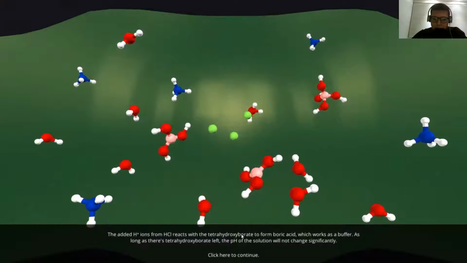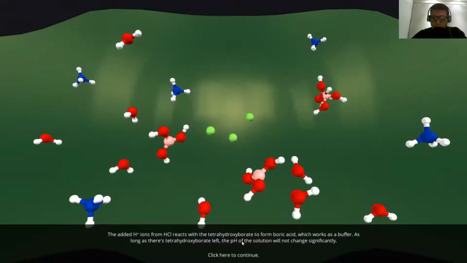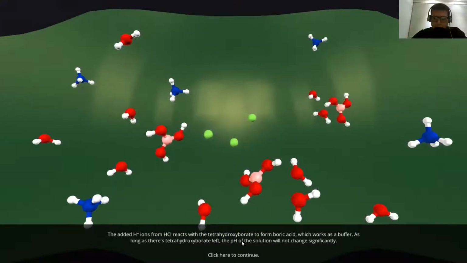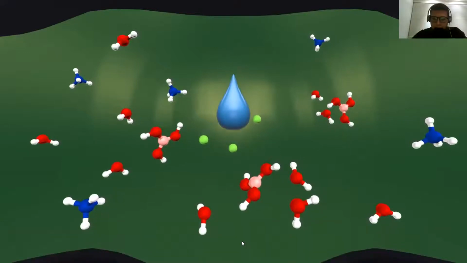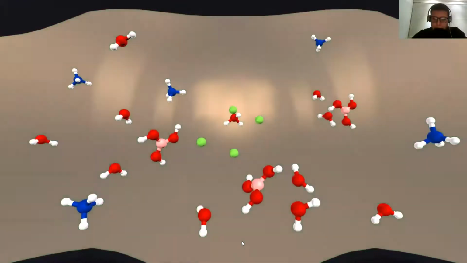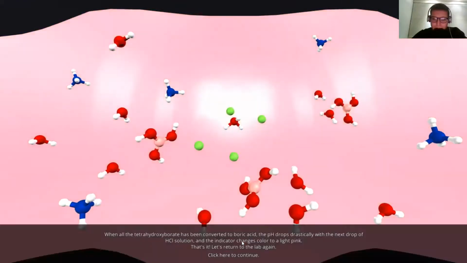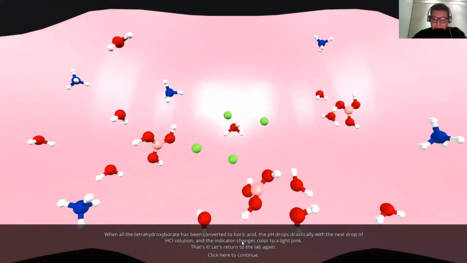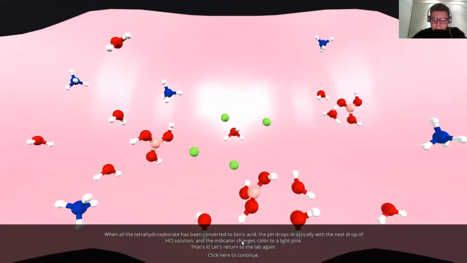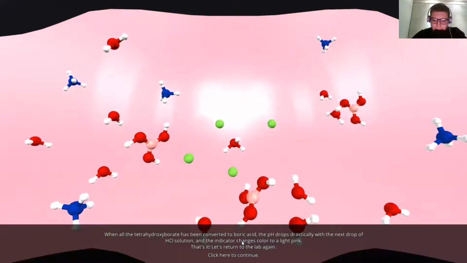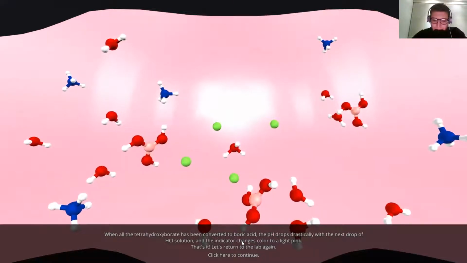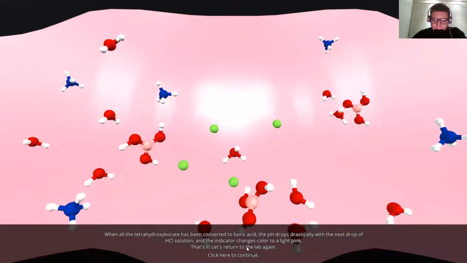The added H+ ions from hydrochloric acid react with the tetrahydroxyborate to form boric acid, which works as a buffer. When all the tetrahydroxyborate has been converted to boric acid, the pH drops drastically with the next drop of hydrochloric acid solution, and the indicator changes color to a light pink. That's it. Let's return to the lab.